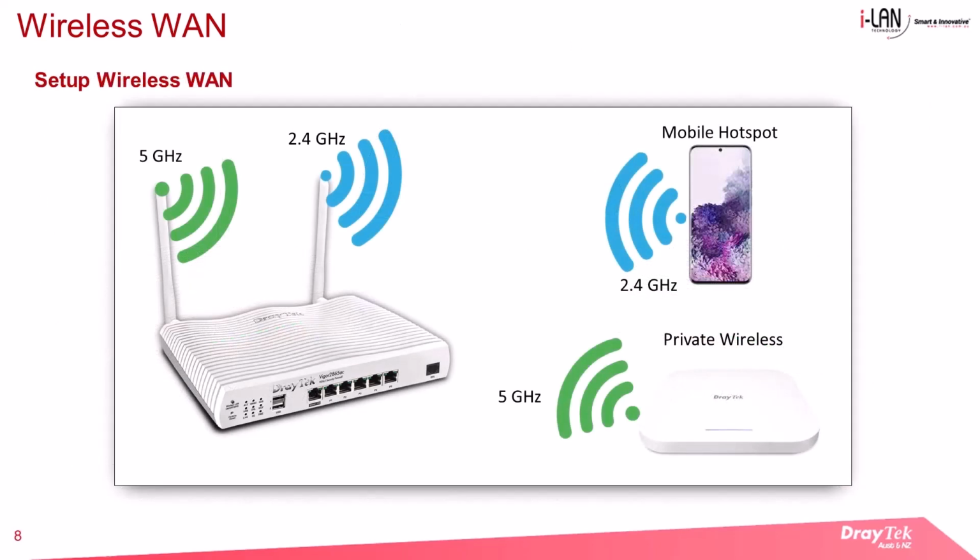In the diagram as shown, I will connect the mobile hotspot to the 2.4 GHz network. Meanwhile, the private wireless access point will be connected to the 5 GHz network on a wireless WAN feature of the router.